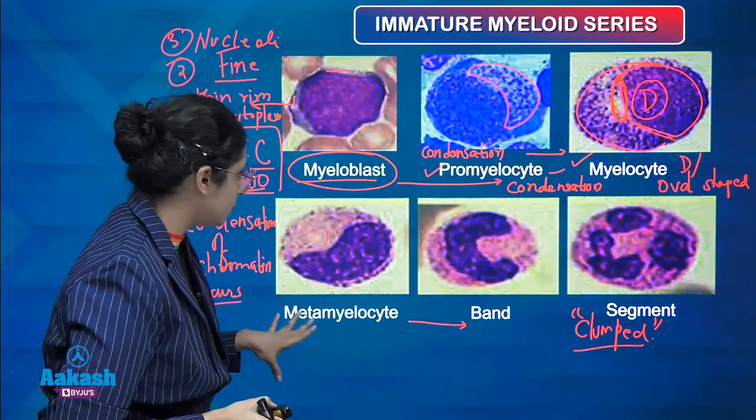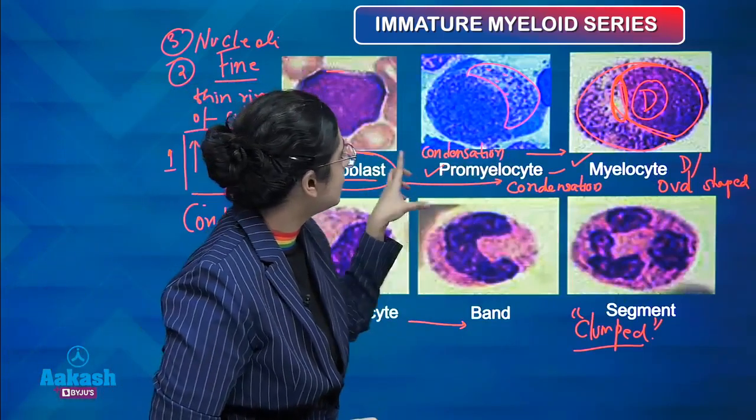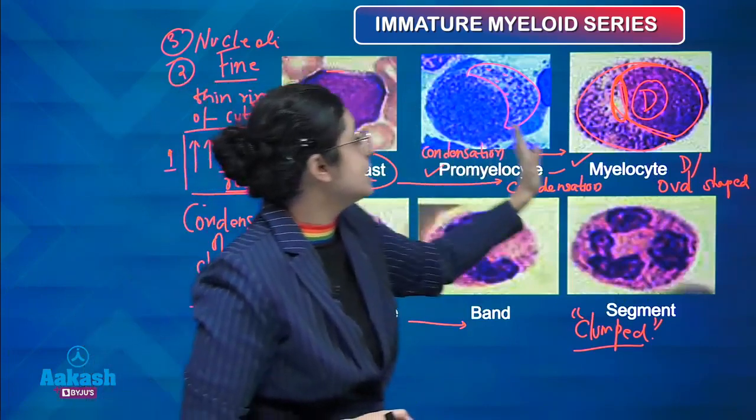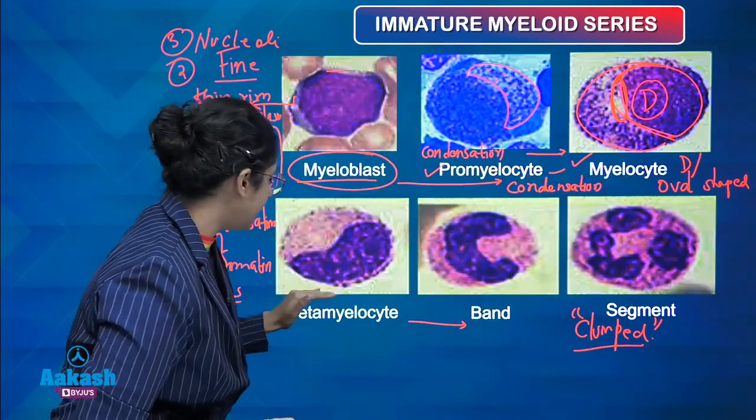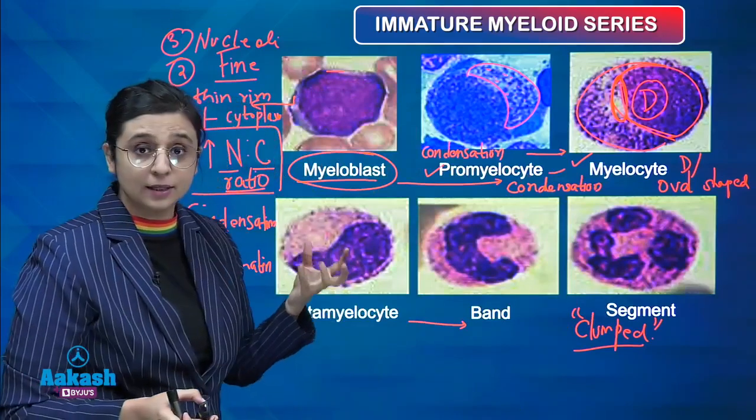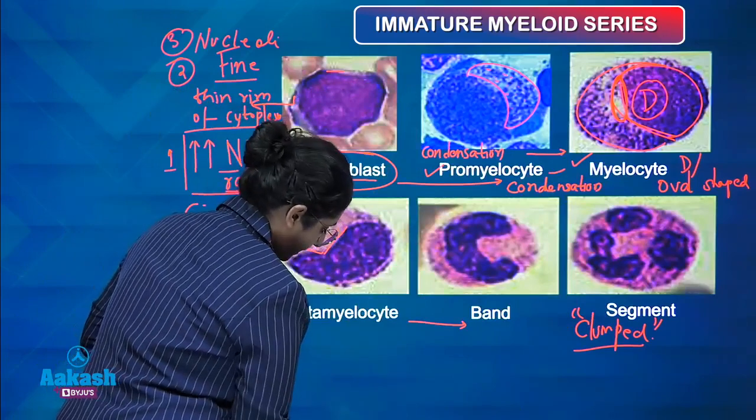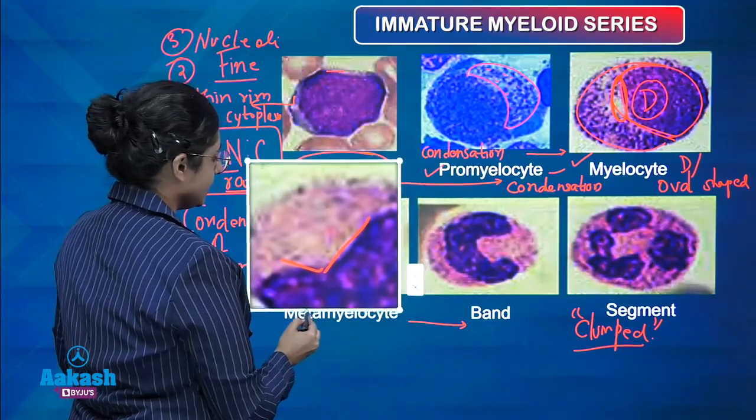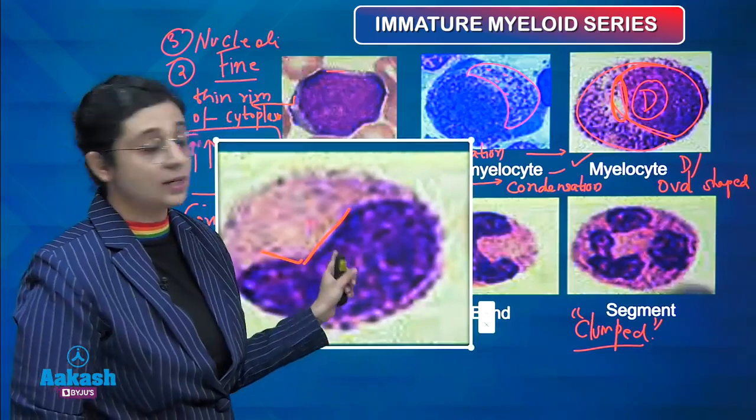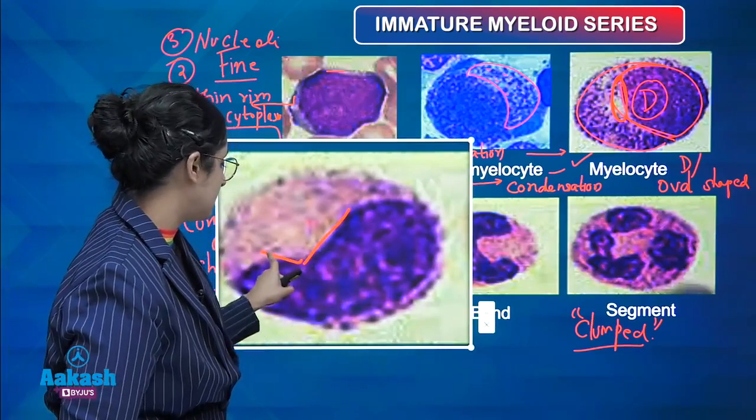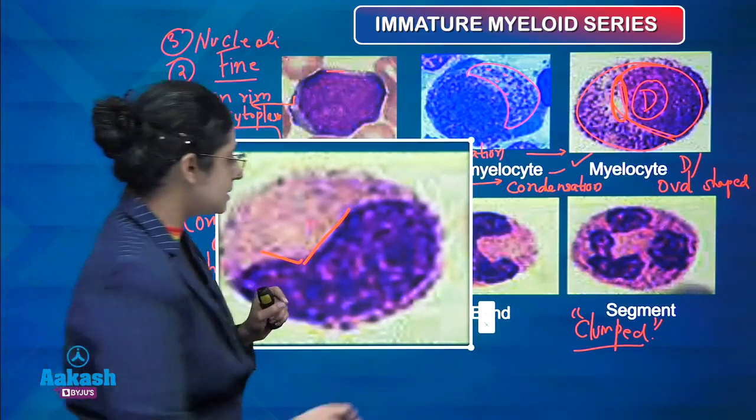Next is a metamyelocyte. How will you differentiate? Another thing you can see is that with every stage of differentiation, the nucleus indentation is taking place. So compared to a myelocyte, a metamyelocyte will have a higher degree of indentation. We can see this indentation, which is making the nucleus a kidney-shaped nucleus in the case of metamyelocyte. So a metamyelocyte is characterized by a kidney-shaped nucleus.